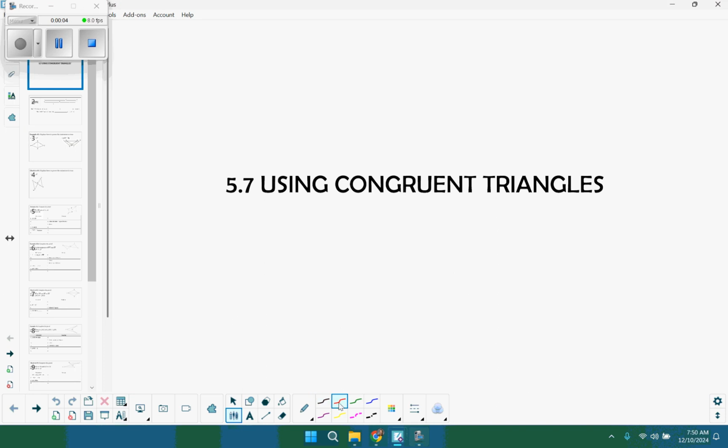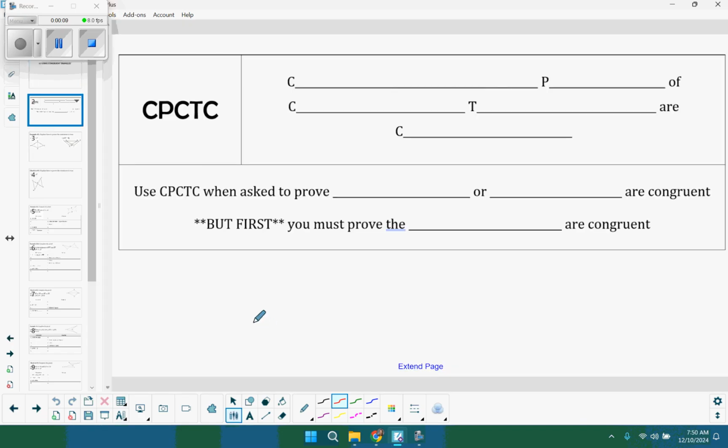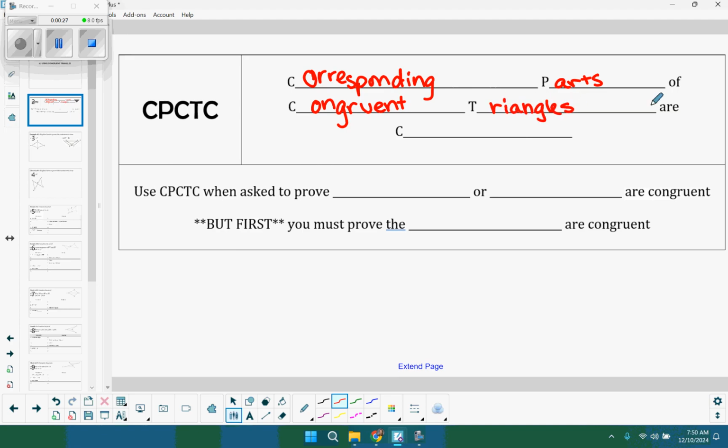This is section 5.7. We're going to talk about using congruent triangles. So we have something called CPCTC, and that stands for corresponding parts, so the matching parts of congruent triangles. If we know triangles are congruent, we can match up their parts, and the parts that went together are in fact congruent. So we're going to use CPCTC when asked to prove that segments or angles are congruent.